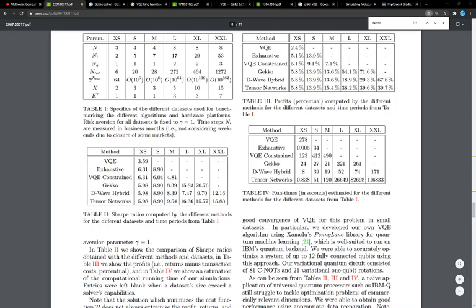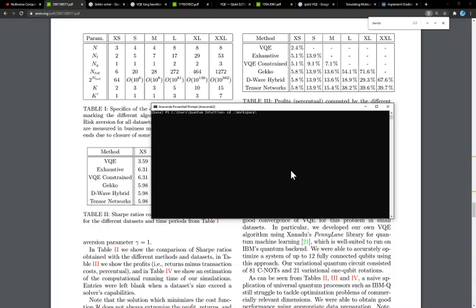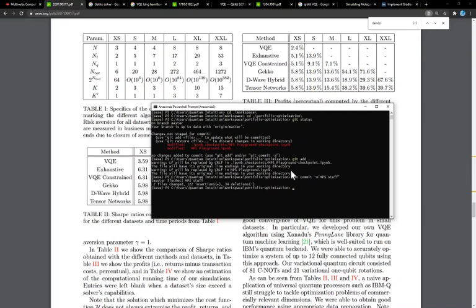What am I doing? So, workspace, portfolio optimization. Actually, I didn't commit my NPS stuff. Git add, git commit, NPS stuff, git push.